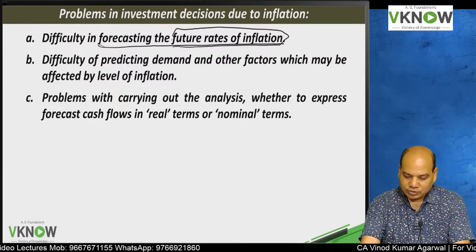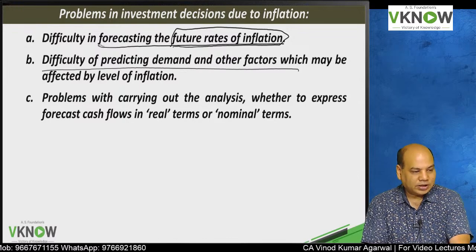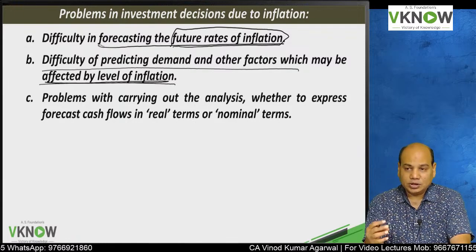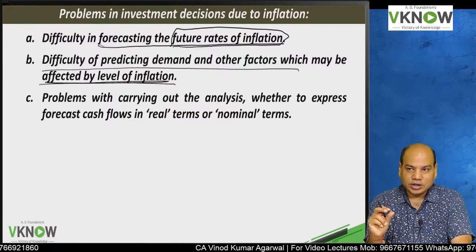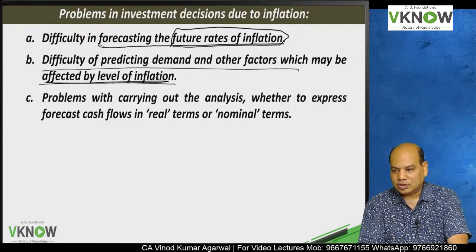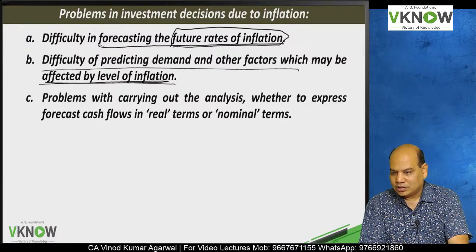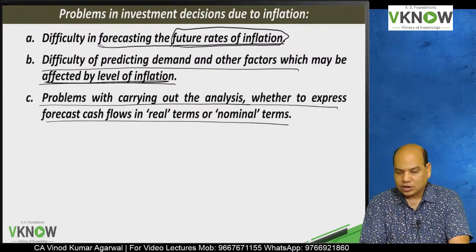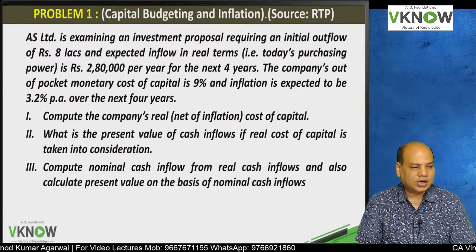Future rate of inflation we cannot predict with accuracy. Similarly, we cannot predict demand and other factors which may be affected by inflation. If due to inflation the price rises, the demand can also change. In this chapter, we are not taking into consideration the fact that a rise in price level can affect the future demand of the product, because it is difficult to correlate the two and find out by what percentage the demand can change. And the third is the problem of whether to express forecast cash flow in real terms or nominal terms. So these are some difficulties in solving capital budgeting problems.